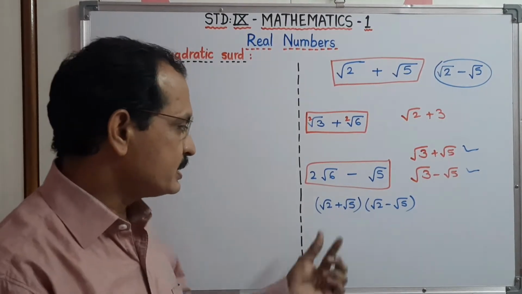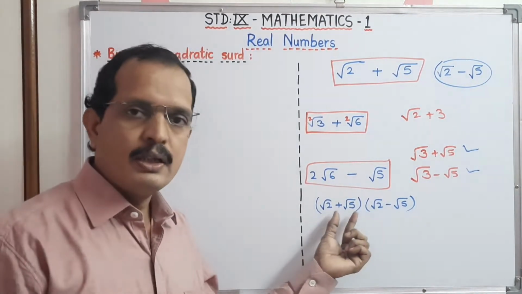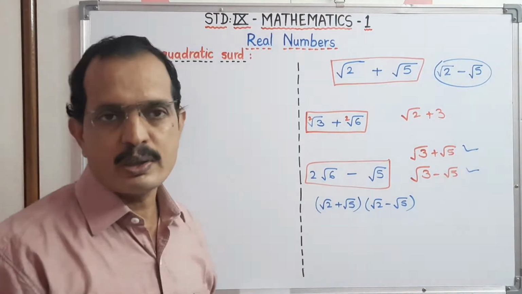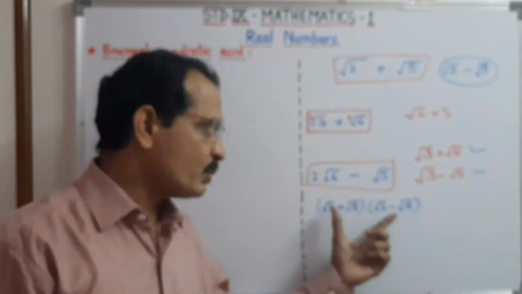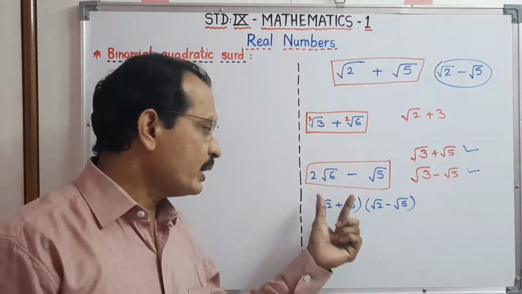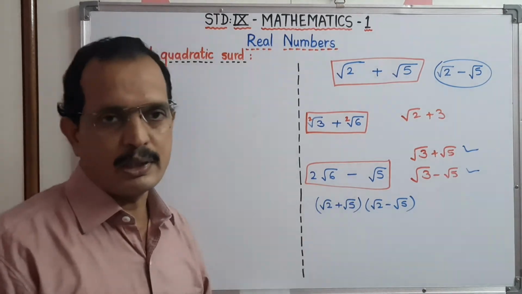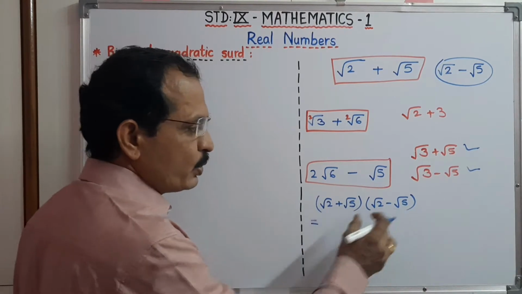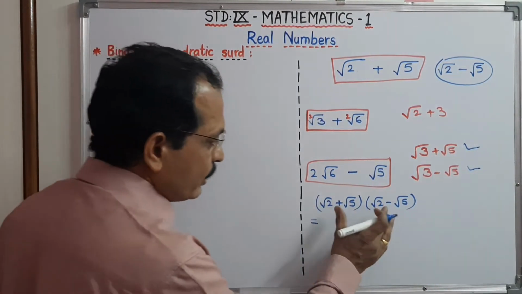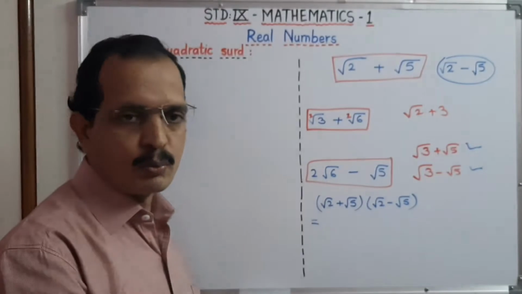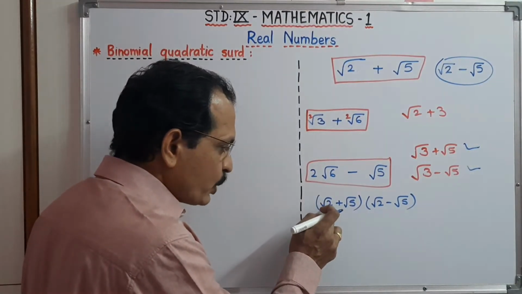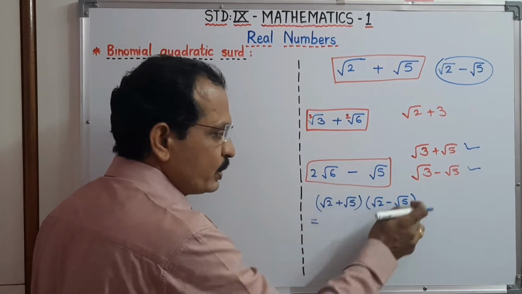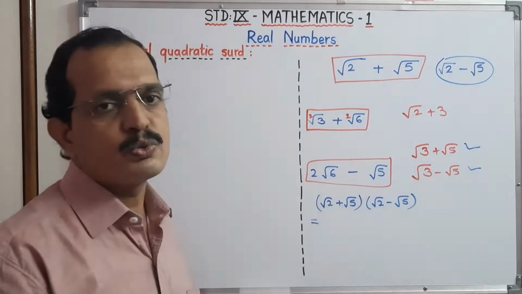See here, this is one binomial quadratic surd. This is another binomial quadratic surd. They are called a conjugate pair of each other. And in this case, why are they called a conjugate pair? For that purpose, I just want to do the multiplication of these two surds. Now, when we have to multiply this, we can do the direct multiplication of two brackets. In that case, we have to multiply this root 2 with this whole bracket and multiply this root 5 with this whole bracket. Or we can use one formula.